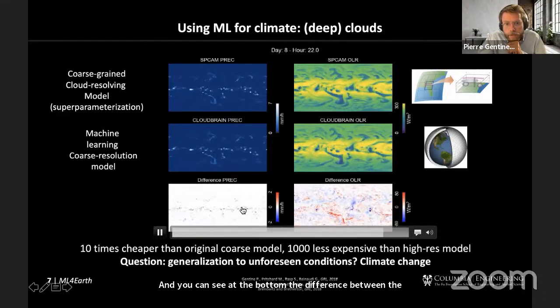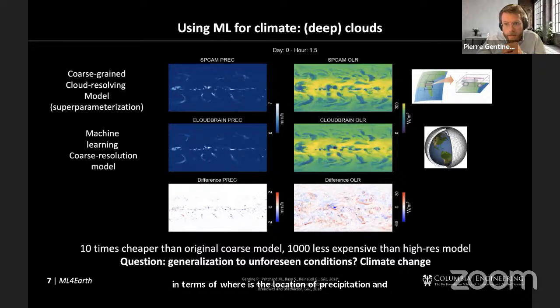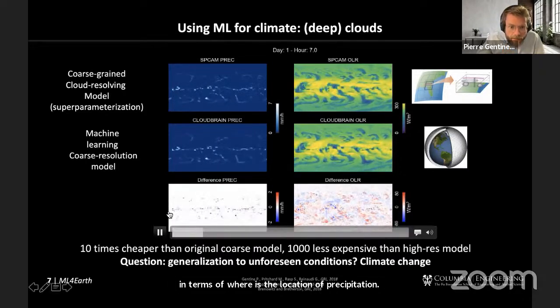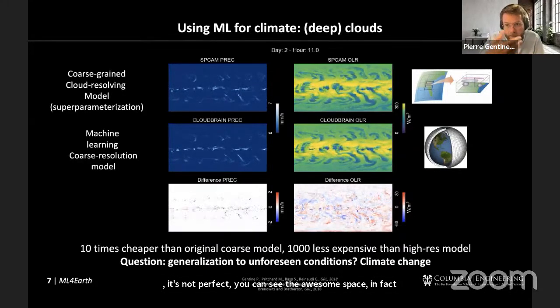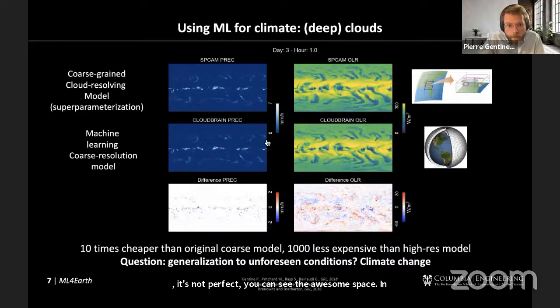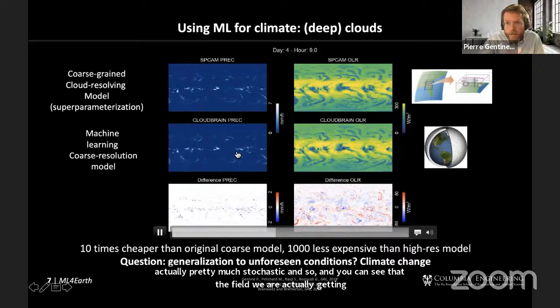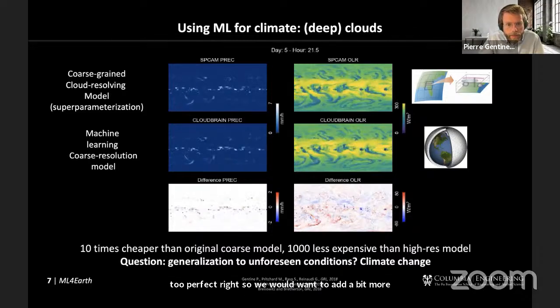So you can see that there's pretty good agreement in terms of the location of precipitation and where the intense precipitation is going on. Okay, it's not perfect. You can see there are some spikes. And in fact, if you were to look into that, you can see it's actually very much stochastic. The field we are getting from the neural network is too deterministic in a sense. It's too perfect, right? So we would want to add a little bit more noise. Okay, but that's something that needs to get into.